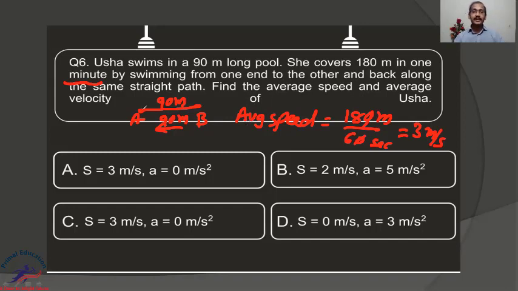Velocity is equal to displacement by time. Once the displacement is 0, velocity is also 0. So average velocity can be 0. So both options are there. You can choose any one of the options. Clear?